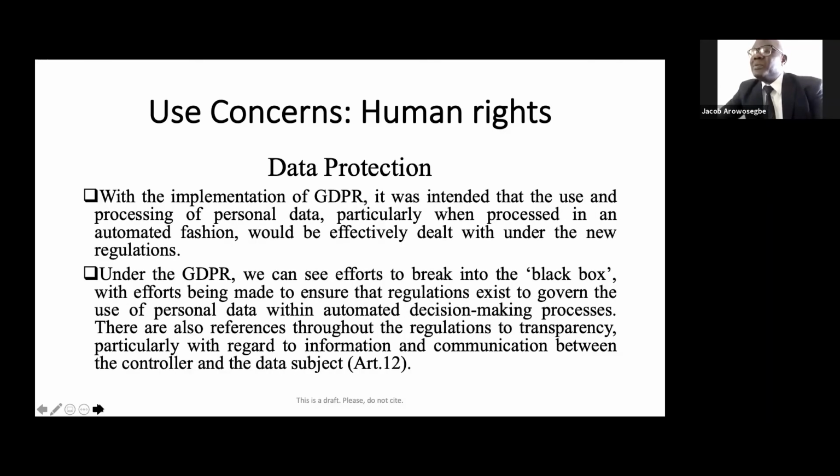Well, there are many things I've put here on data protection, but I will move on to fair hearing.